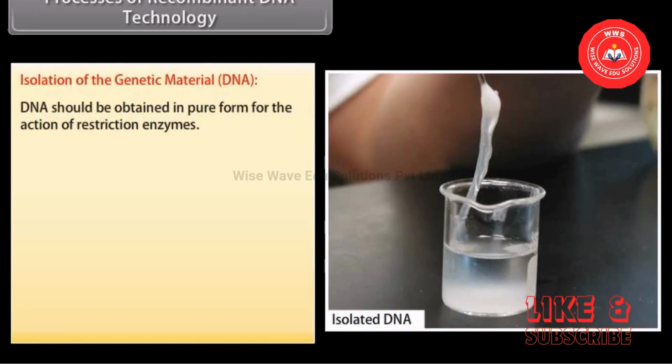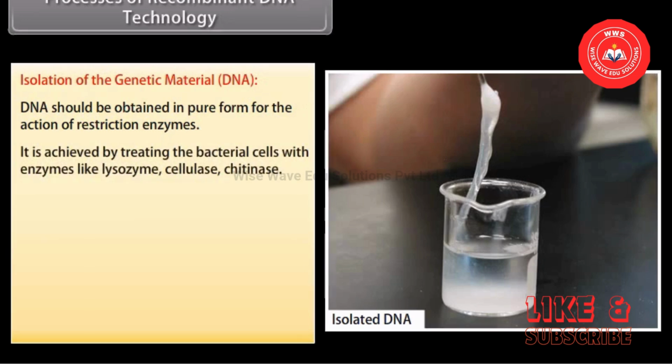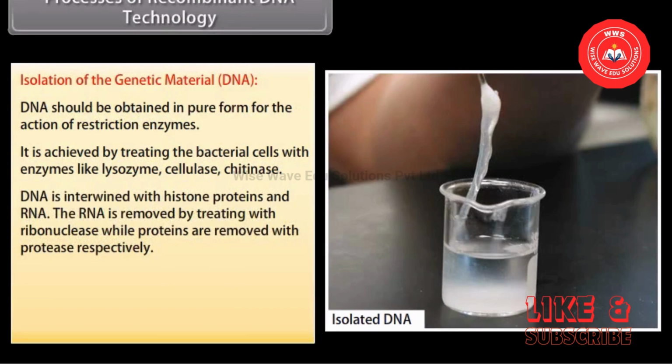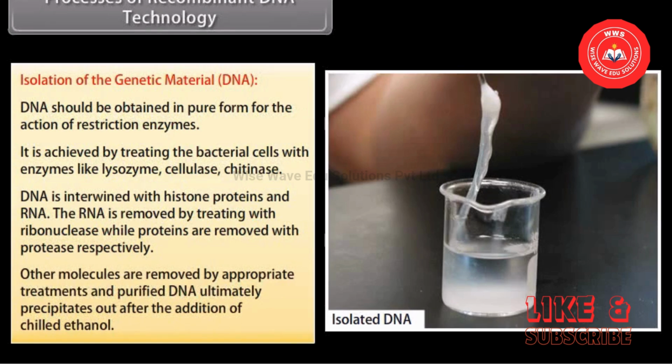Isolation of the genetic material, DNA. DNA should be obtained in pure form, free of the action of restriction enzymes. This is achieved by treating the bacterial cells with enzymes like lysozyme, cellulase, and chitinase. DNA is intertwined with histone proteins and RNA. The RNA is removed by treating with ribonuclease, while proteins are removed with protease. Other molecules are removed by appropriate treatments, and purified DNA ultimately precipitates out after the addition of chilled ethanol.